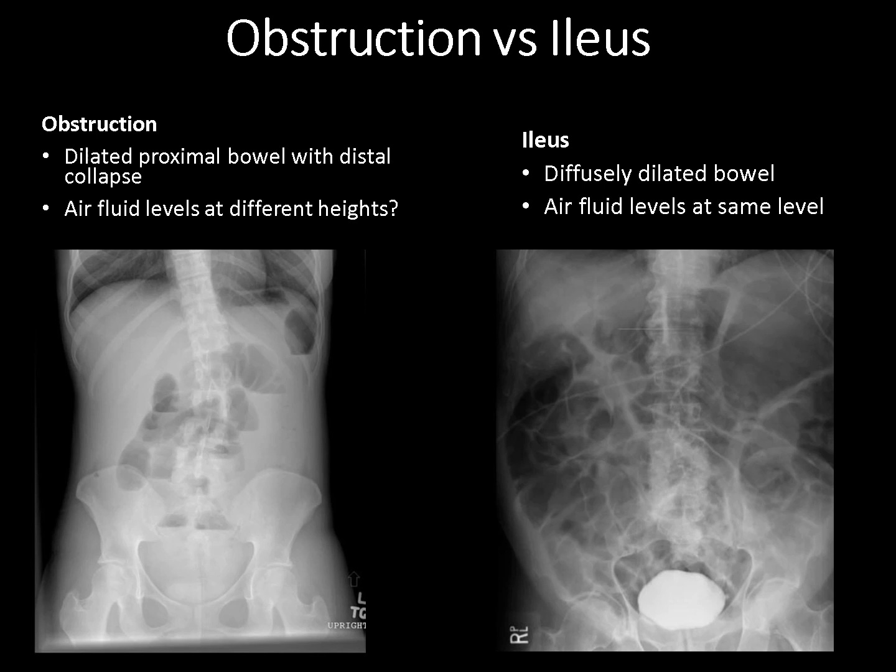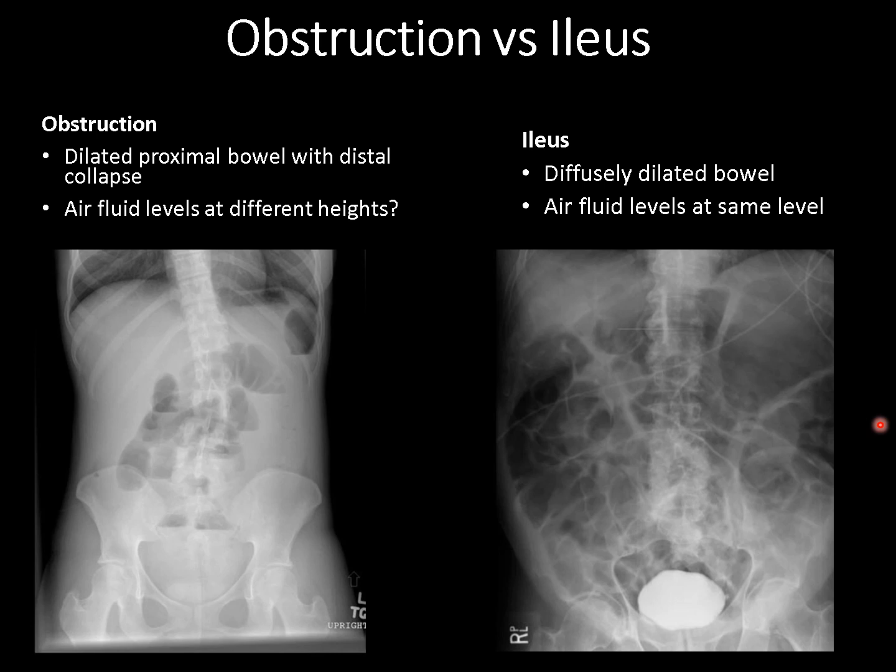If there are air fluid levels at different heights on an upright radiograph, such as in this case, you have air fluid levels here and then some at different heights up here, that's an indicator that there is some sort of pressure differential, which is more often seen in a mechanical obstruction than it is in an ileus.